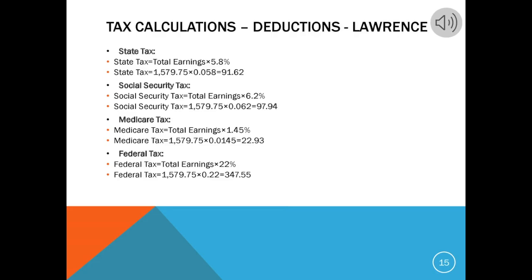$22.93. And finally, for his federal tax, we're going to be taking his total earnings of $1,579.75 times the 22%, which equals $347.55.